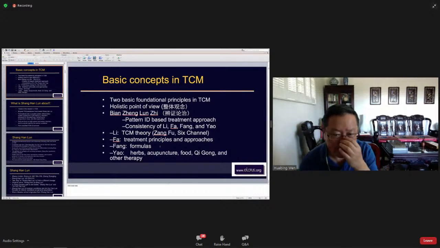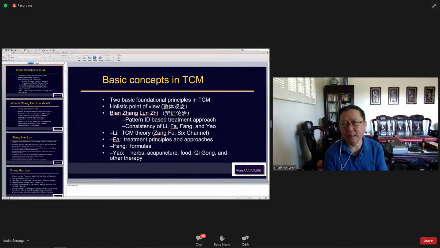Now, coming back to the basic concepts in TCM, there are two fundamental principles. Sometimes we focus too much on individual cases and tend to forget the basics. The first is the holistic point of view. If you have a headache, it's probably not just from the head. It can be from Jueyin, it can be from Shaoyin. And the second is called Bian Zheng Lun Zhi, pattern differentiation and based treatment protocol.